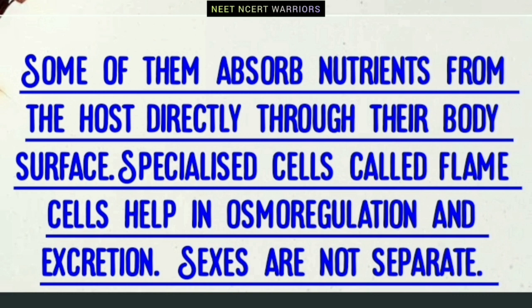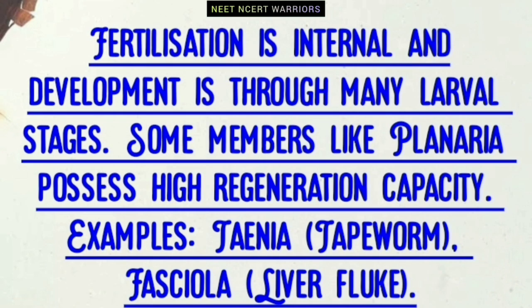Specialized cells called flame cells help in osmoregulation and excretion. Sexes are not separate. Fertilization is internal and development is through many larval stages. Some members like Planaria possess high regeneration capacity. Examples: Taenia, tapeworm; Fasciola, liver fluke.